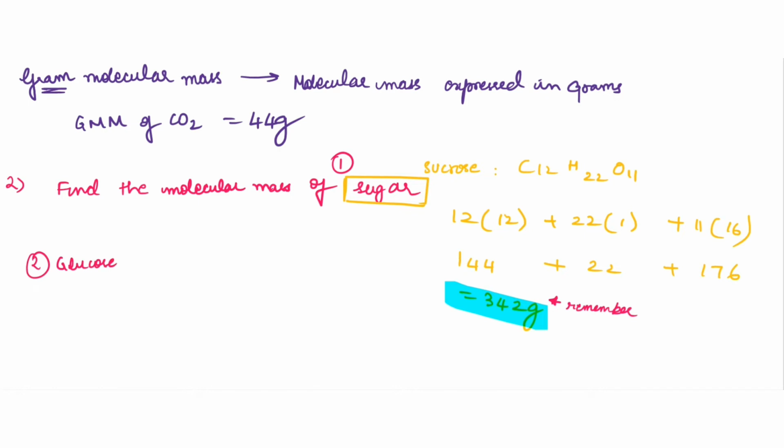Okay. Second one, find the molecular mass of glucose. So what is the formula of glucose? C6H12O6. So you can calculate, you will get the answer as 180 grams. So this is also a repeated compound for which you need to know the molecular mass by heart. It's easy. Once it's repeated many times, it will automatically get stored in your memory. So it is 180 grams. So sucrose is 342 grams, glucose is 180 grams.